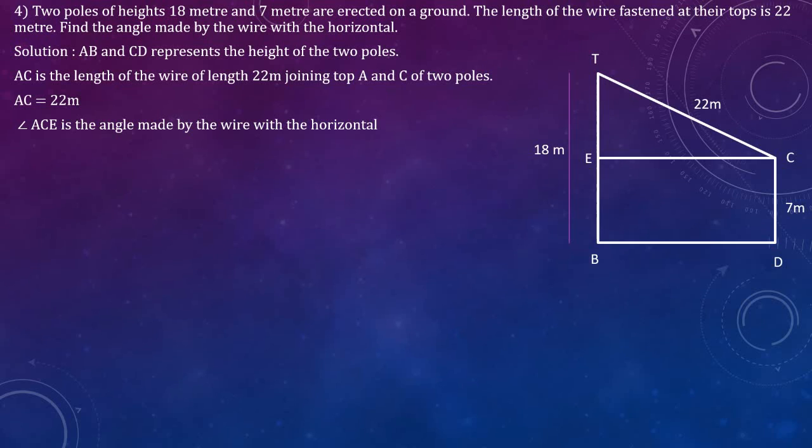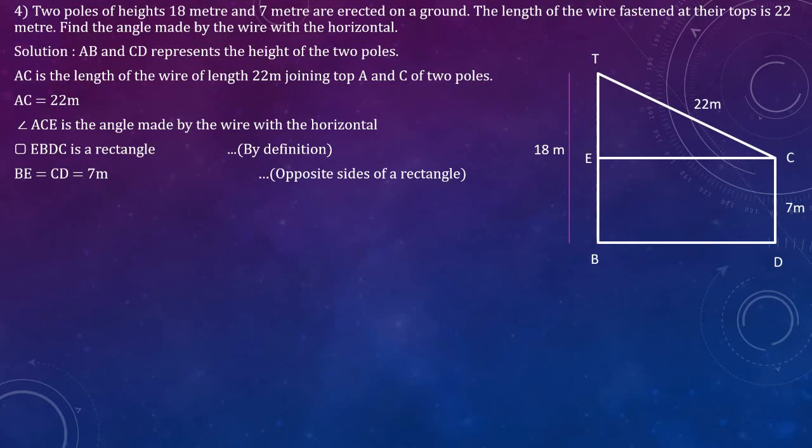So now as you can see in this diagram, quadrilateral EBDC is a rectangle, which is by definition. So you can see that BE is equal to CD. CD we already know, that is 7 meters. So BE will also be 7 meters. They are equal because they are opposite sides of a rectangle. Opposite sides of a rectangle are always equal.